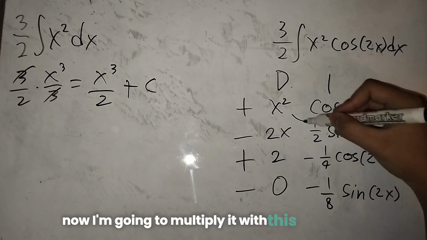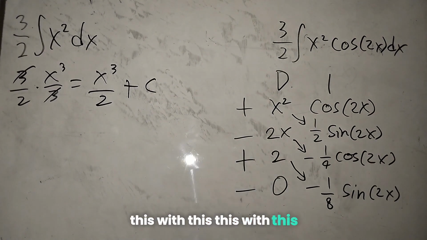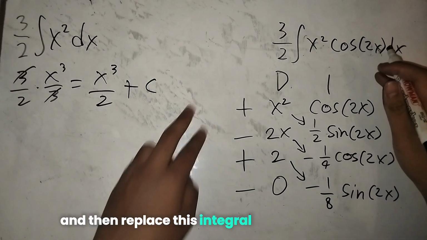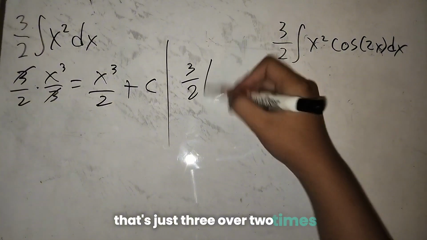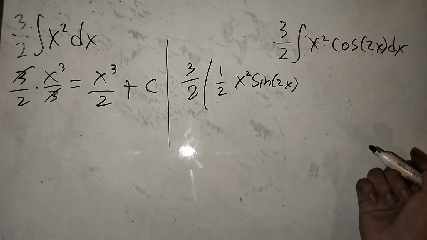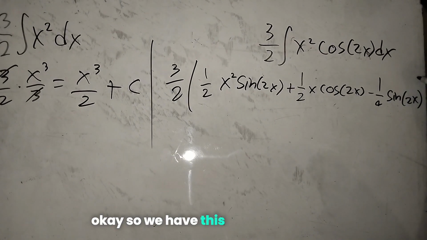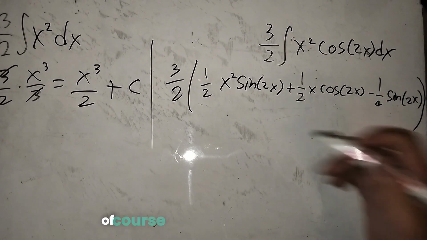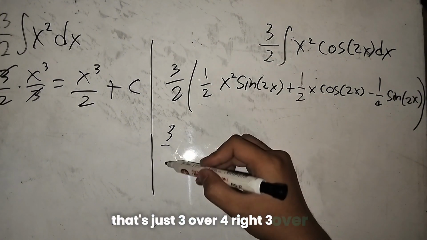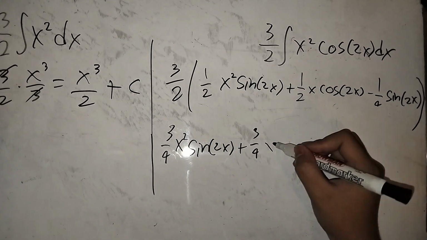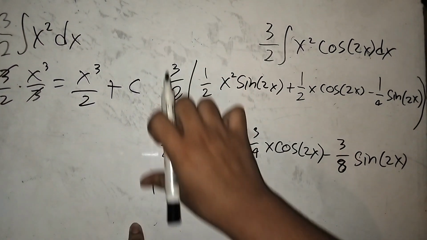Now I'm going to multiply it with this down here. That's just how it works, guys. I'm going to multiply this with this, this with this, this with this, and replace this integral with these values. That's just 3 over 2 times... okay, so we have this pretty long thing. Of course, we just multiply each out. It's pretty simple. What is this? That's just 3 over 4, right? 3 over 4. And then we can just add this to our integration.